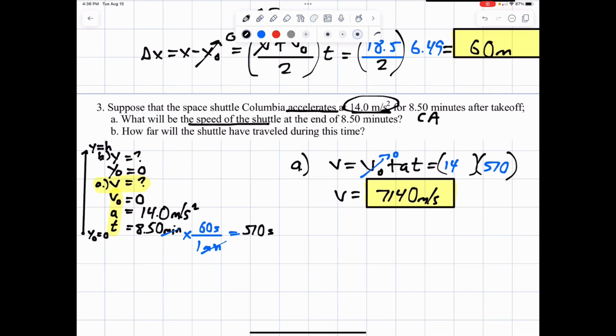Okay, part B. Part B is looking for how far it went. So I'm going to jump right on, since I have a change in velocity and a time, I'm going to jump right on equation number 11.